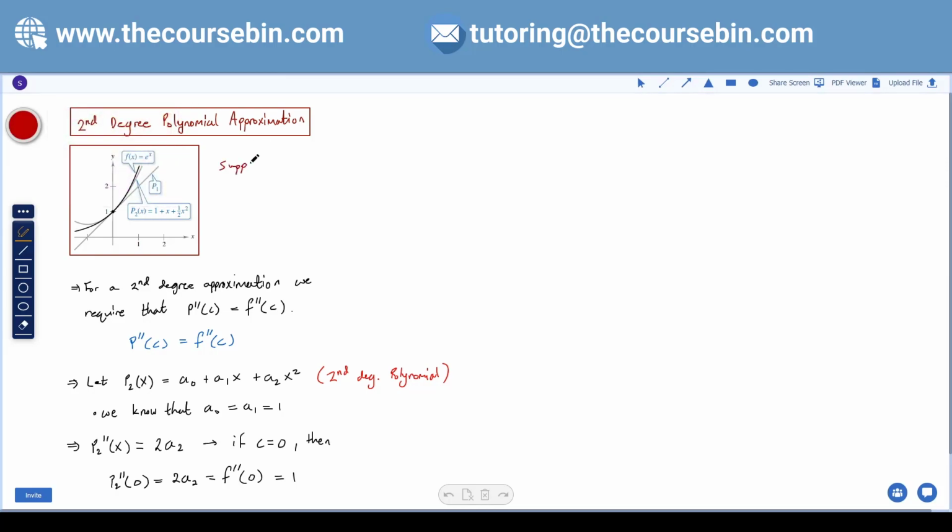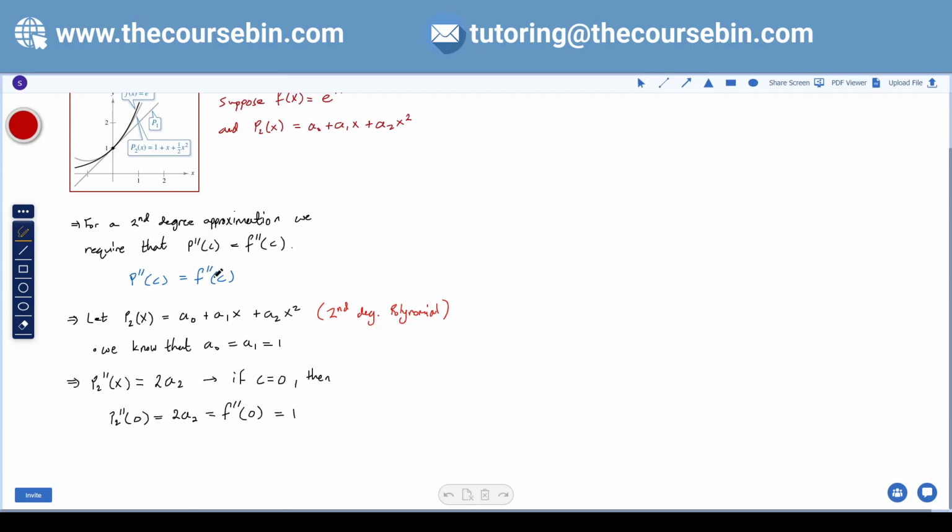Suppose f of x is equal to e to the power of x, and p2 of x equals a naught plus a1 times x plus a2 times x squared. So this is our f. That's our second degree polynomial, and we're doing a second degree approximation.